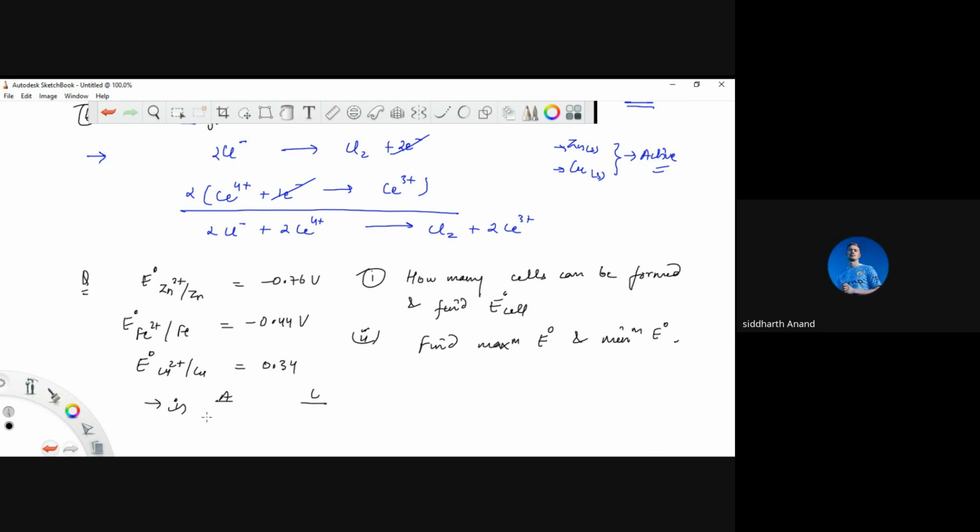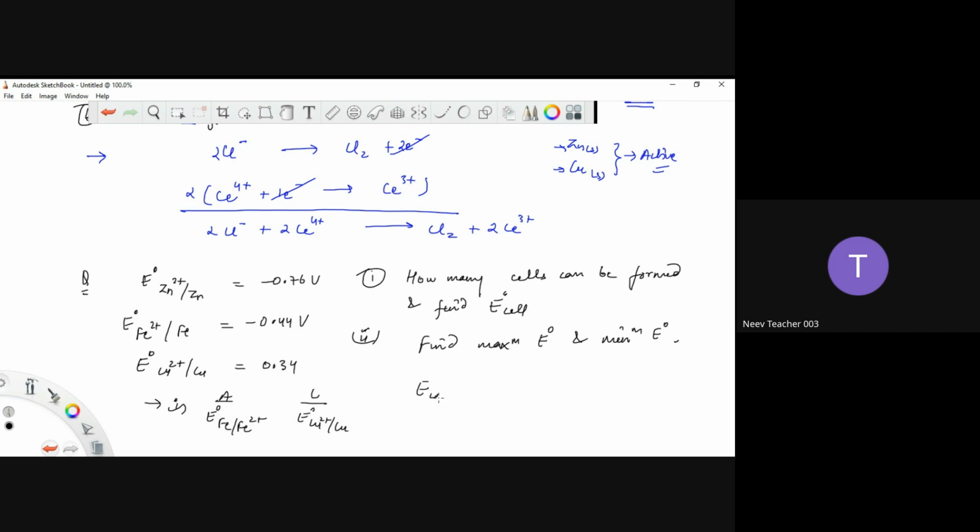Anode you can make as Fe2+ Fe. This is what you're saying. So at the anode, oxidation happens, so if I write the oxidation potential, I'll be writing it in this way. Correct? Yes, sir. And then cathode, you can write Cu2+ Cu, which is already written in the reduction potential part. So I'll be writing this way.